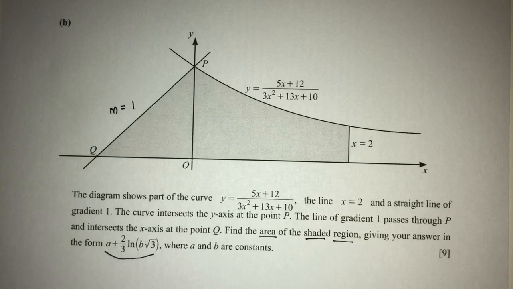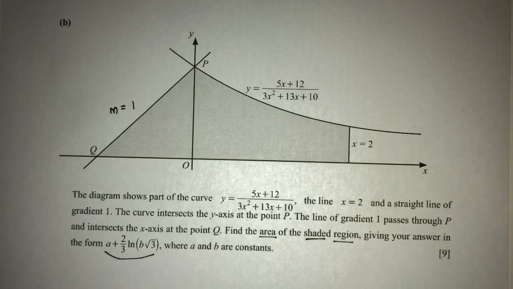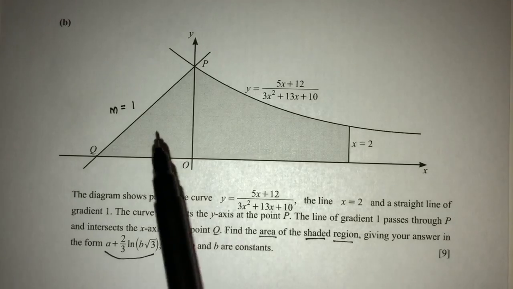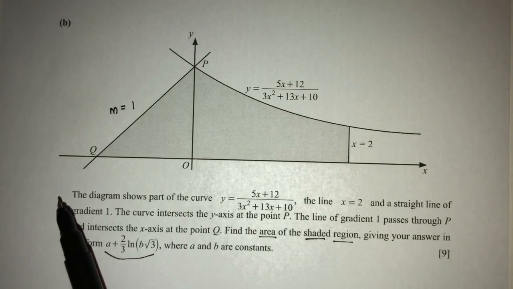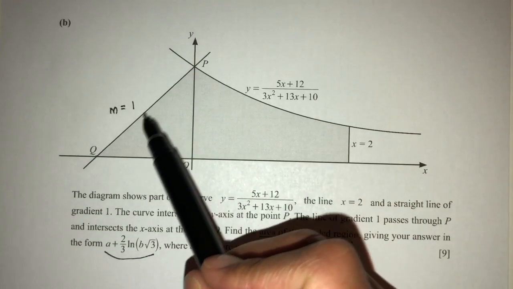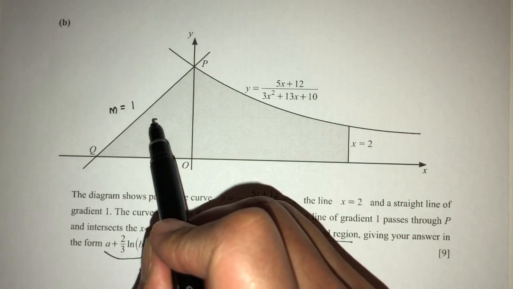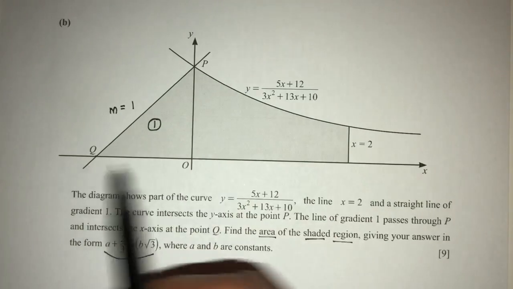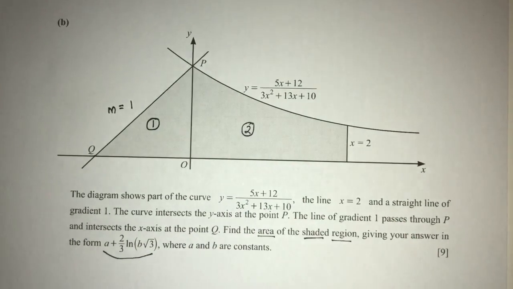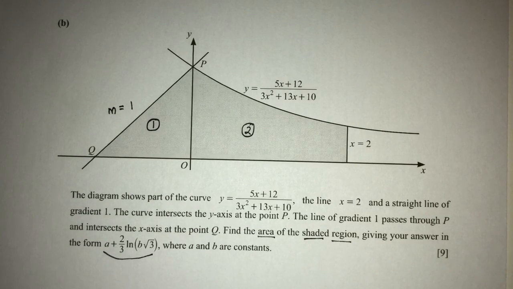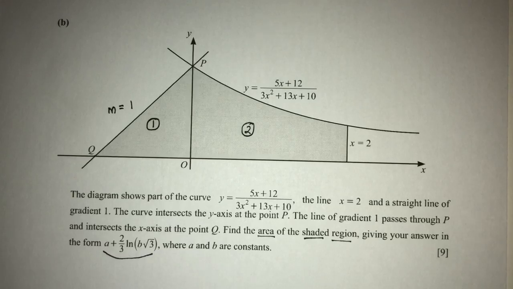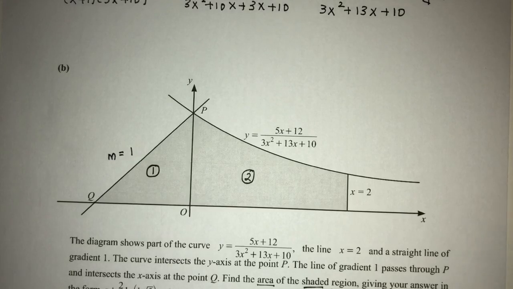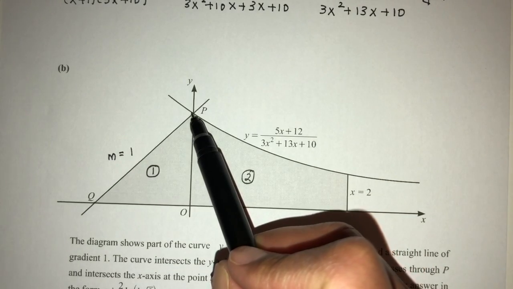Okay, so let's break this down one by one. As always, I like to break every question into pieces so it is easier for us to find the answer. If you observe here, this big area can be broken down into two parts. Number one is the triangle, and number two is the area under the graph. So how can we find them one by one? Let's first look at those two points. Let's first find point P and point Q. Point P is the intersection of the curve on the y-axis.